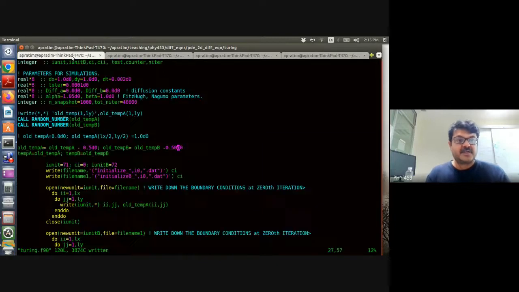But if now I switch on the diffusion constant, this has to be much larger, 100. I'm not going beyond 100, and alpha I shall decrease. This range, the initialization over different points in the lattice, is between minus 0.1 and plus 0.1.